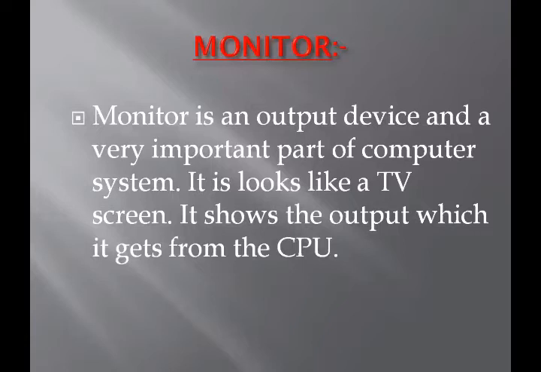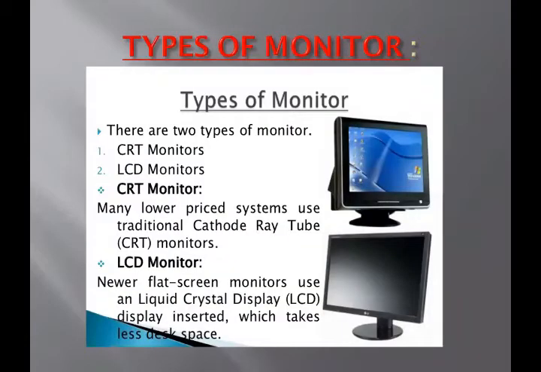The output on a monitor is called soft copy. It is called soft copy because it is a temporary copy. It is a device that displays text and graphics generated by a computer. Basic types of monitors. There are the following two types of monitors: CRT monitor and LCD monitor. CRT is the abbreviation of cathode ray tube, and LCD is the abbreviation of liquid crystal display.